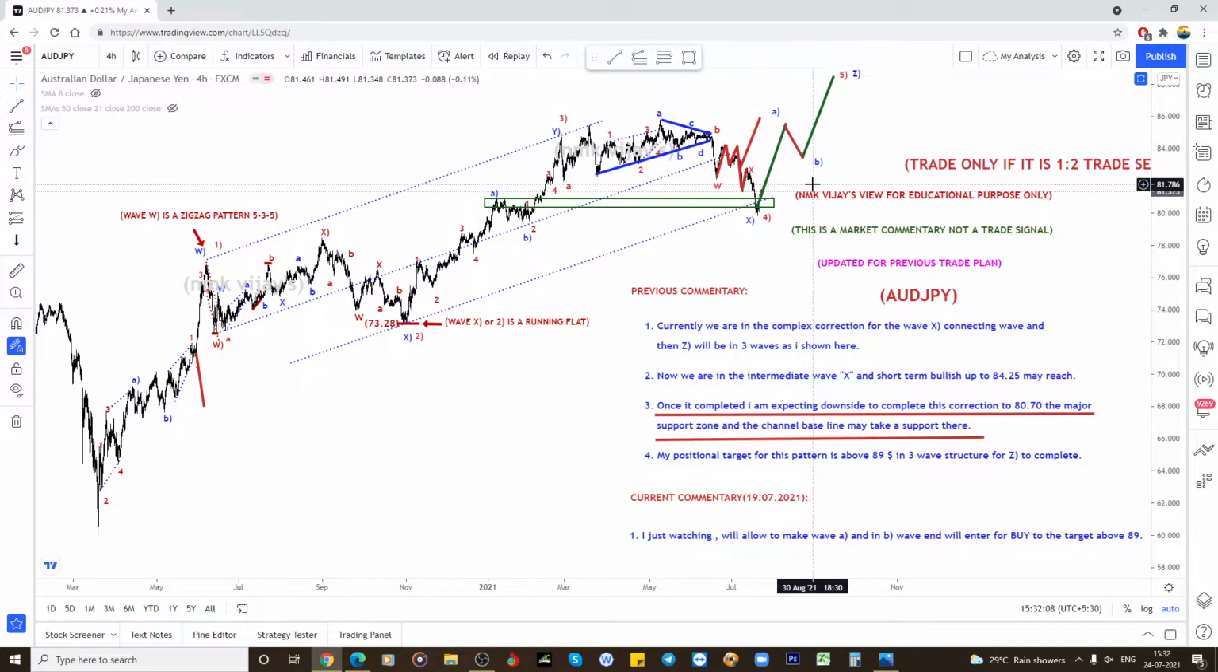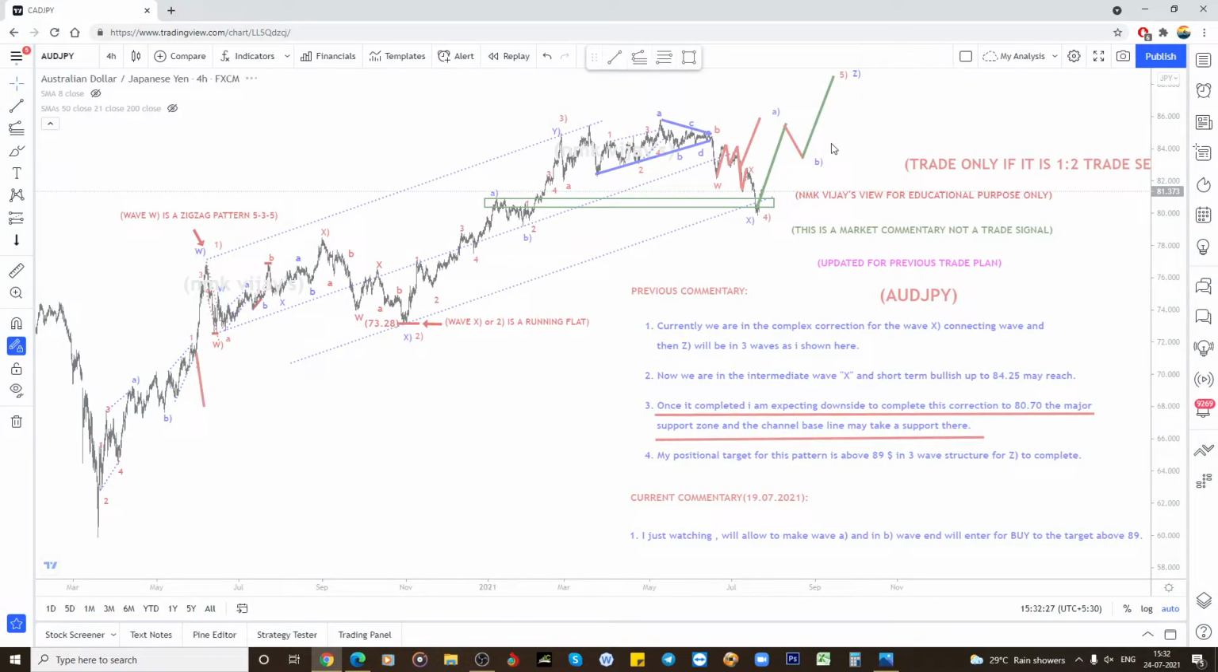After the B wave, you have to enter, making this as a stop loss, and I will do like that only. I'm not forcing you, I'm just explaining how we have to trade. So once the B wave is completed, I'm expecting the C wave to the 87 to 89 zone. That is my target for this AUD JPY.